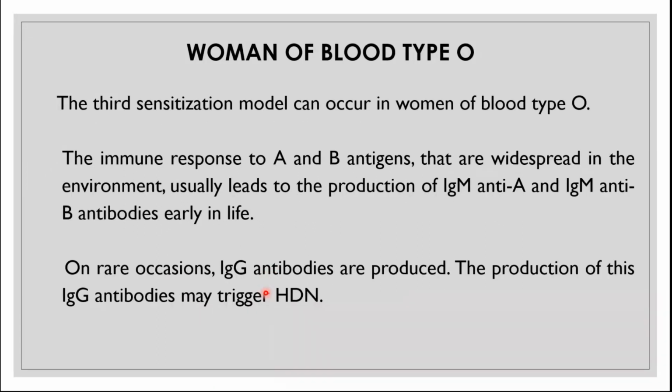Okay, woman of blood type O, the sensitization can occur in woman type O. The immune response to A and B antigen that are widespread in the environment usually leads to the production of IgM antibody A and IgM antibody B. On rare occasions IgG antibodies are produced, and the production of this IgG antibody may trigger the HDN.